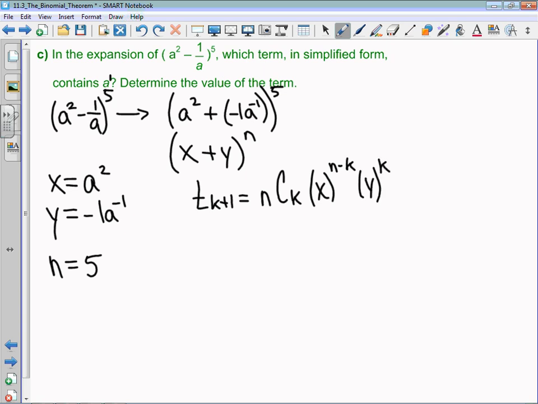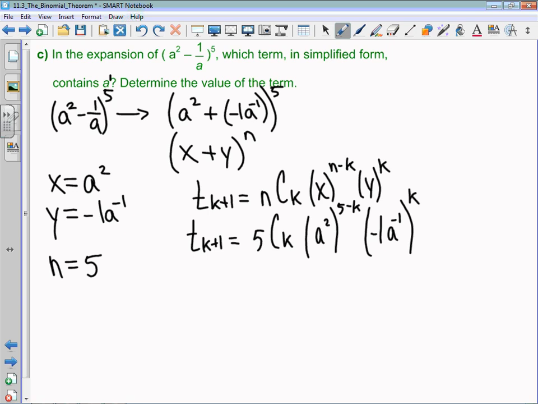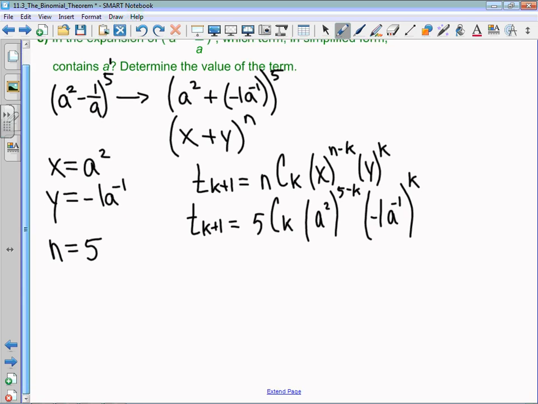So term k plus 1 is going to be 5 choose k multiplied by a squared to the power of 5 minus k multiplied by negative 1a to the negative 1 to the power of k. Now, this is probably the trickiest part of maybe the course, but definitely 11.3. We're going to manipulate that just a little bit, and we're going to use our exponent laws to do that.